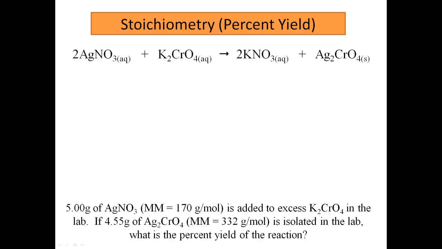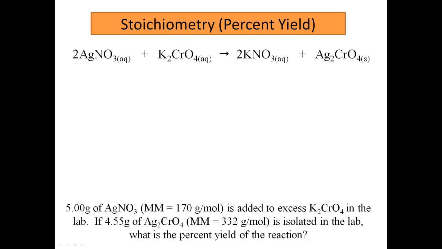In this example, we're going to go ahead and do the equation for silver nitrate and potassium chromate. We're going to form some potassium nitrate and silver chromate. The question asked if we had 5 grams of silver nitrate with a molar mass of 170 grams per mole, and it's added to excess potassium chromate in the lab. Excess just means we have a lot of potassium chromate and we don't need to worry about it. If 4.55 grams of silver chromate is isolated in the lab, what's the percent yield for the reaction?